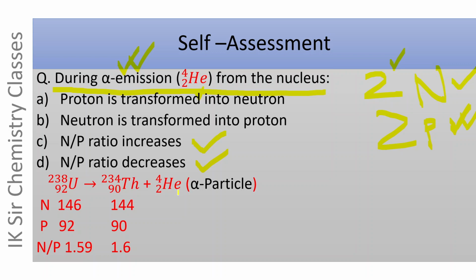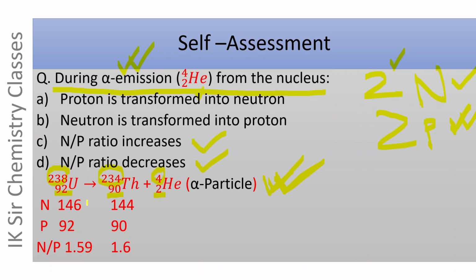Uranium-238 emits an alpha particle forming the nucleus of thorium-234. This nuclear reaction should also be balanced with respect to charge as well as mass number. The charge on the left hand side is 92 and on the right hand side the charge is 90 plus 2, that is 92. The mass number is 238 and on the right hand side 234 plus 4. This nuclear reaction is balanced with respect to charge as well as mass.